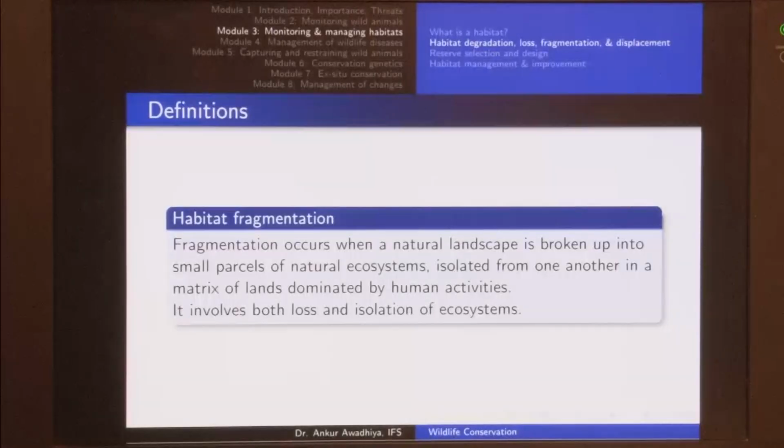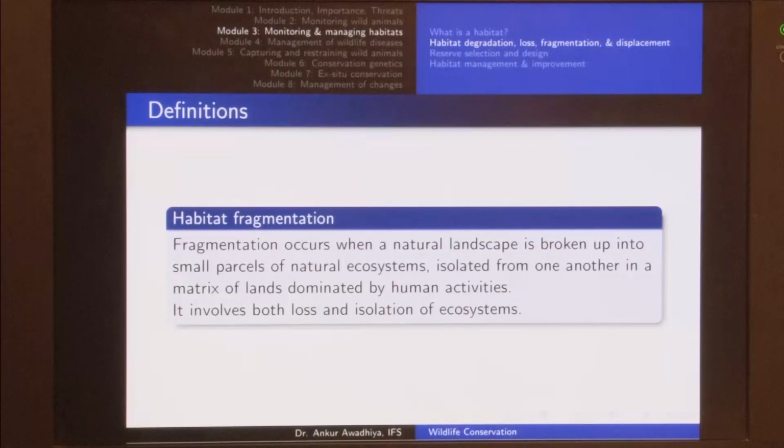Now, another concept here is habitat fragmentation. Fragmentation occurs when a natural landscape is broken up into small parcels of natural ecosystems isolated from one another in a matrix of lands dominated by human activities. It involves both loss and isolation of ecosystems.